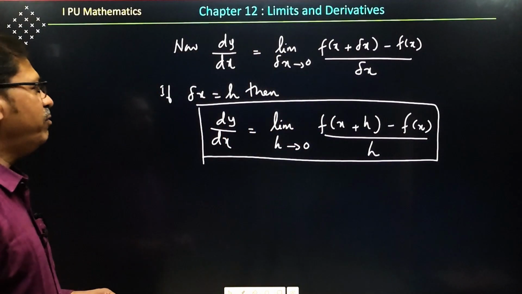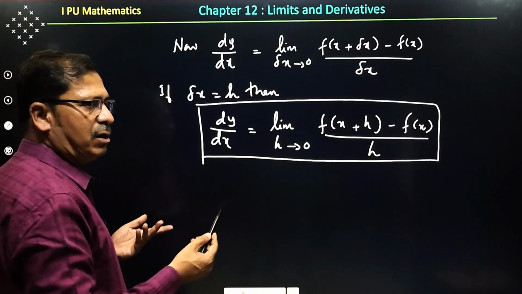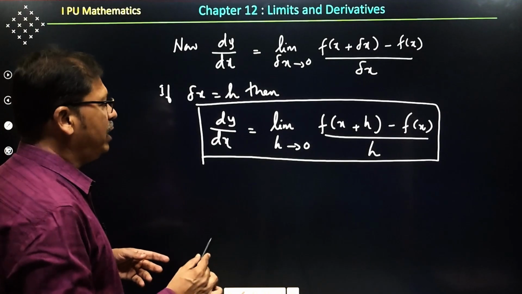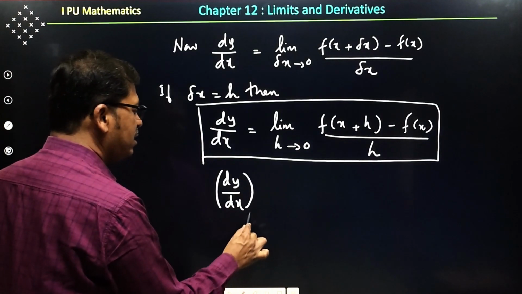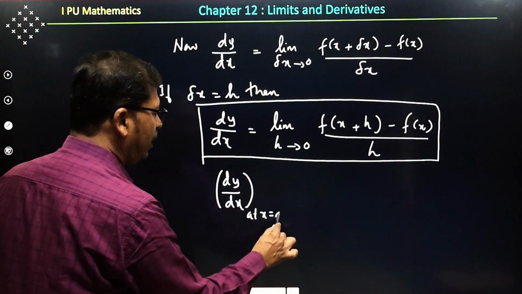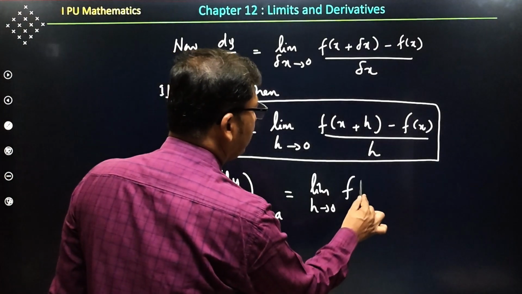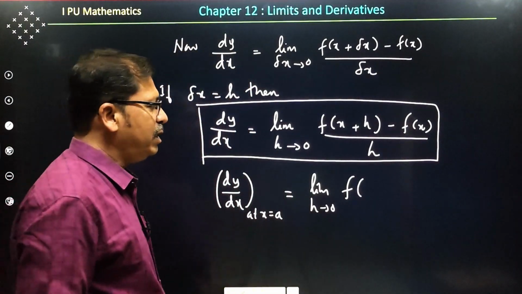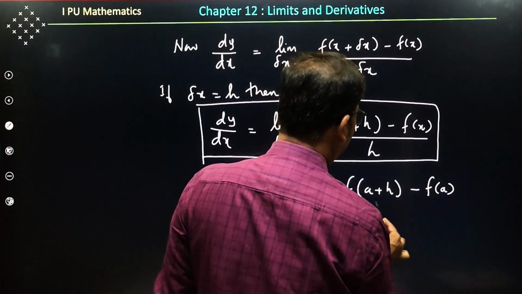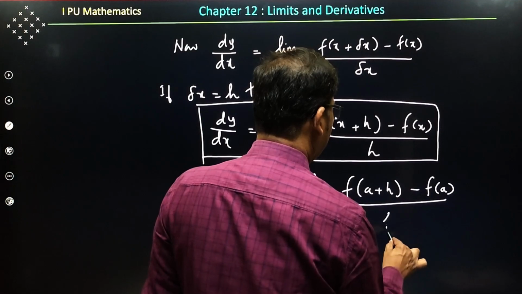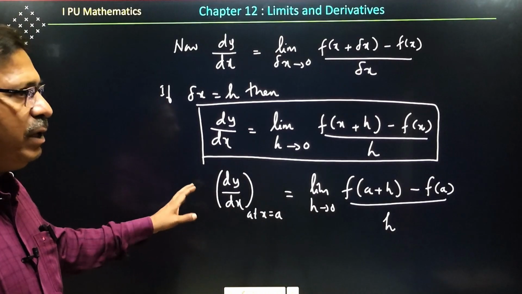When that is at a particular point, say x is equal to a, the derivative is defined in this manner: dy by dx at x is equal to a is given by limit h tends to 0, f of x replaced by a, that is f of a plus h minus f of a divided by h. So this is dy by dx at x equal to a.